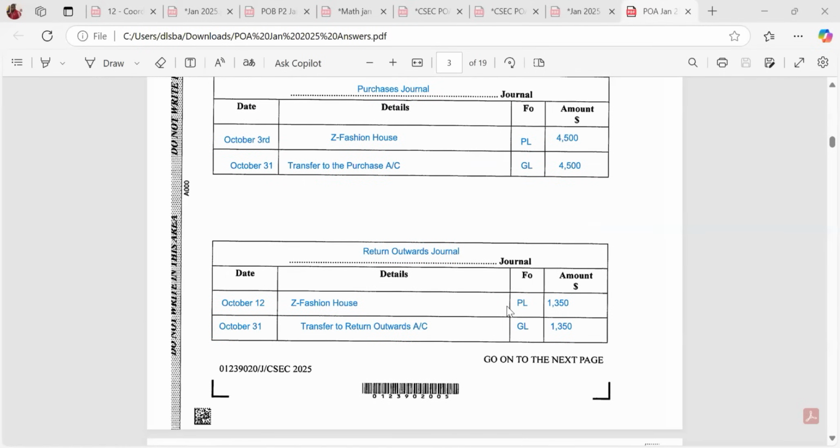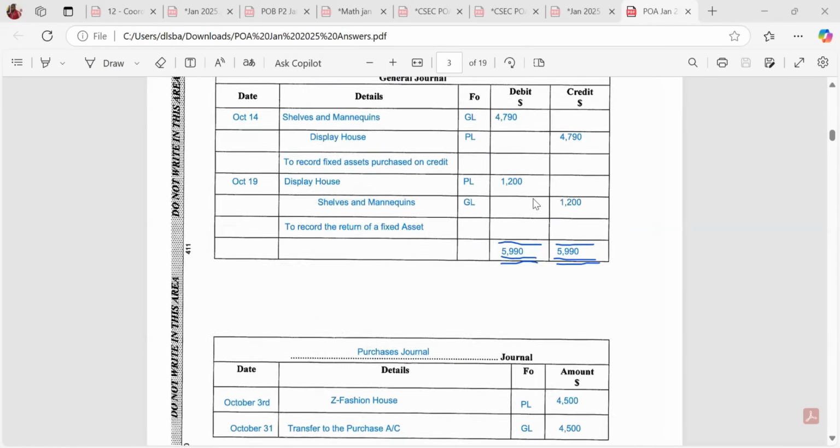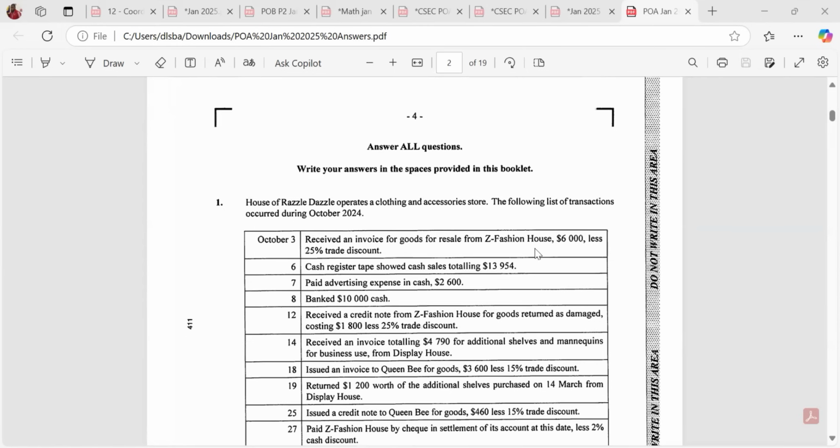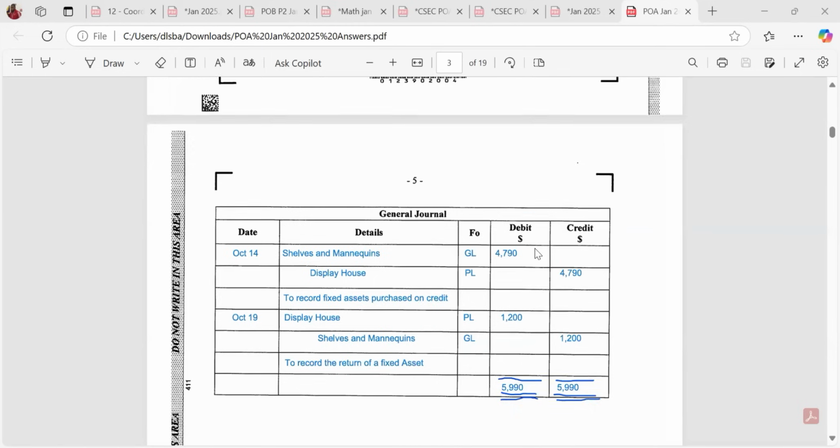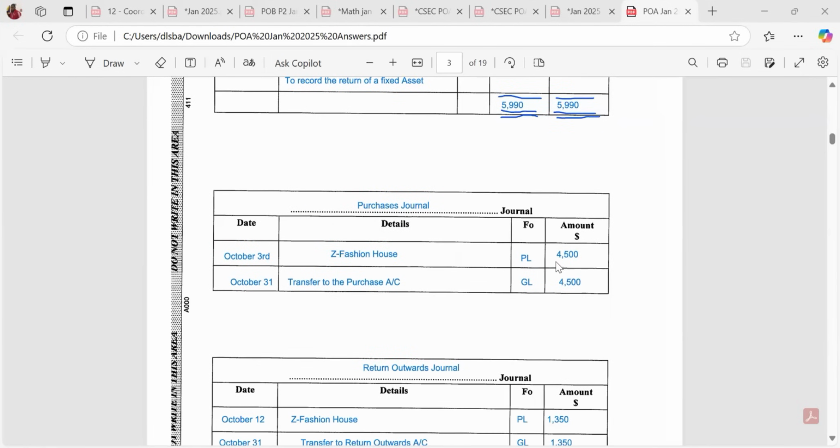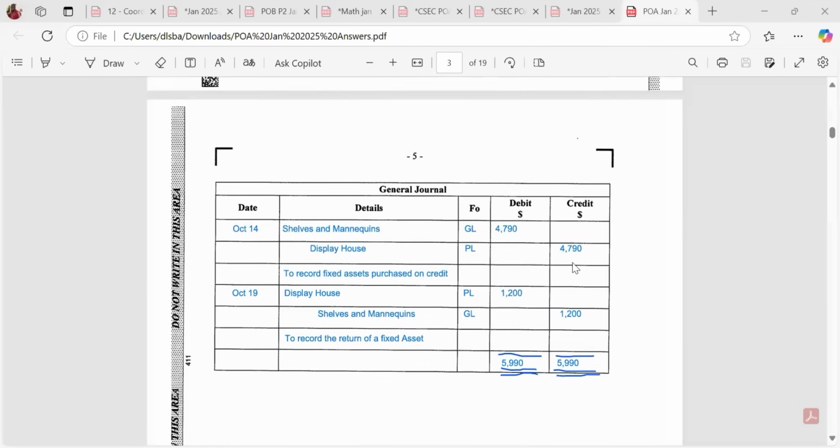Right, I'm gonna show you that now. Under folio is PL. And now, when you get a trade discount, it is subtracted immediately. You don't have to record it in any discount account or anything like that. Trade discounts are not recorded, but they are subtracted. So I would calculate 25% of 6,000, which is 1,500, and subtract it. So the amount I recorded in the purchases journal was 4,500. You're following so far? Not too difficult, right?